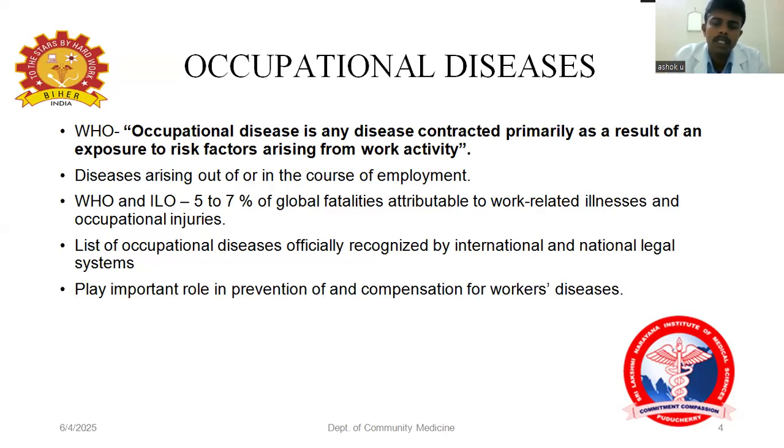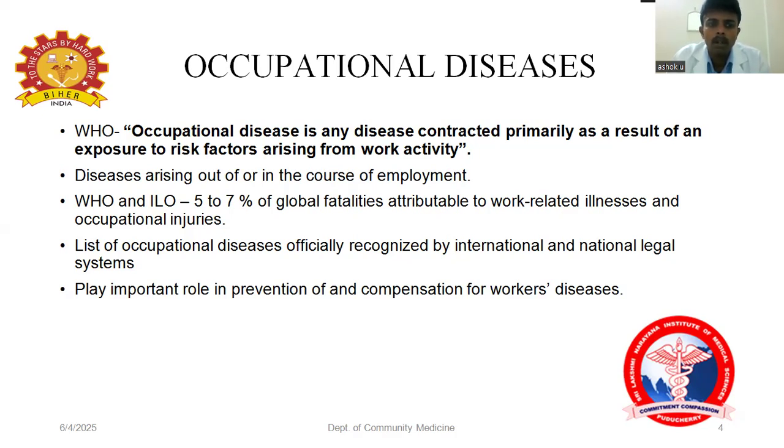which is called anthracosis. If he is involved in the silica industry, he can get silicosis. If he is an agricultural farmer, he can get something called farmer's lung. If somebody is involved in the asbestos industry, then he can get asbestosis. So these are the diseases arising out of or in the course of the employment.